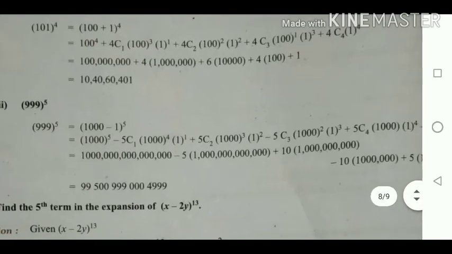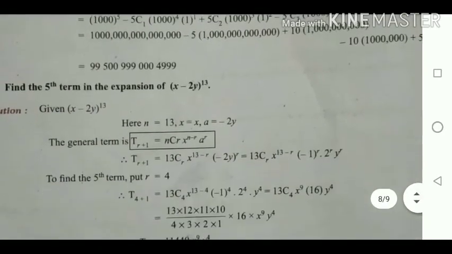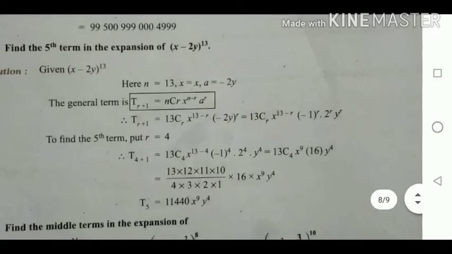Then the next model, find the fifth term in the expansion of x minus 2y whole power 13. Here they are asking about the fifth term. The formula to find the general term is t r plus 1 equal to nCr x power n minus r a power r. Here n equal to 13, x equal to x, a equal to minus 2y. So we are finding the fifth term.